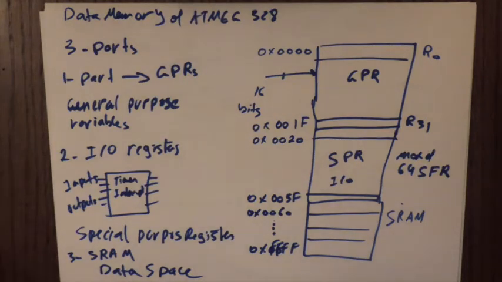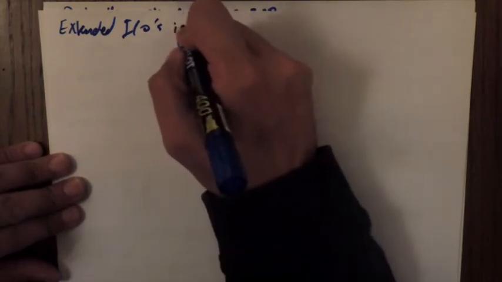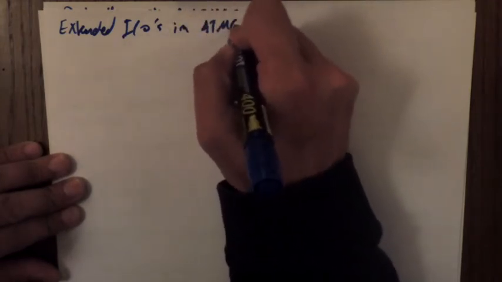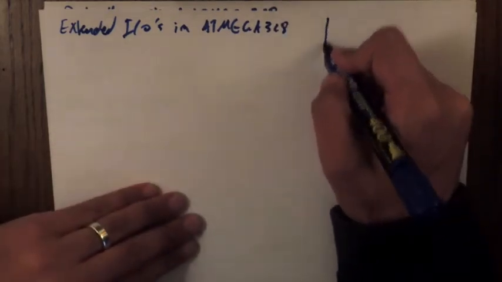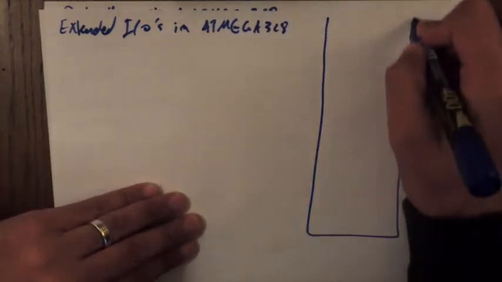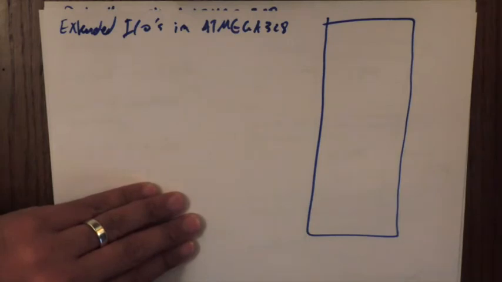So sometimes also we have extended IOs. So instead of actually just having 3 parts in the 3 to 8, we also have this extended IOs in Atmega. Okay. So the extended IOs is going to be like this.